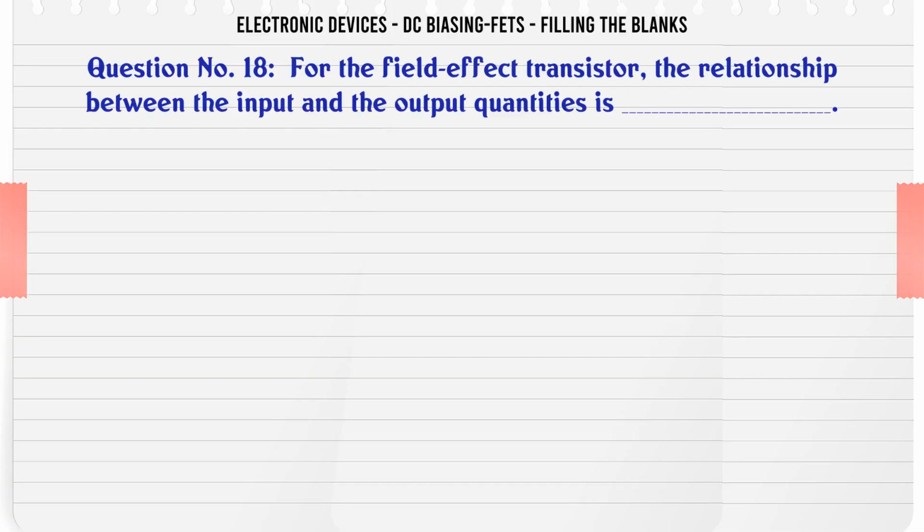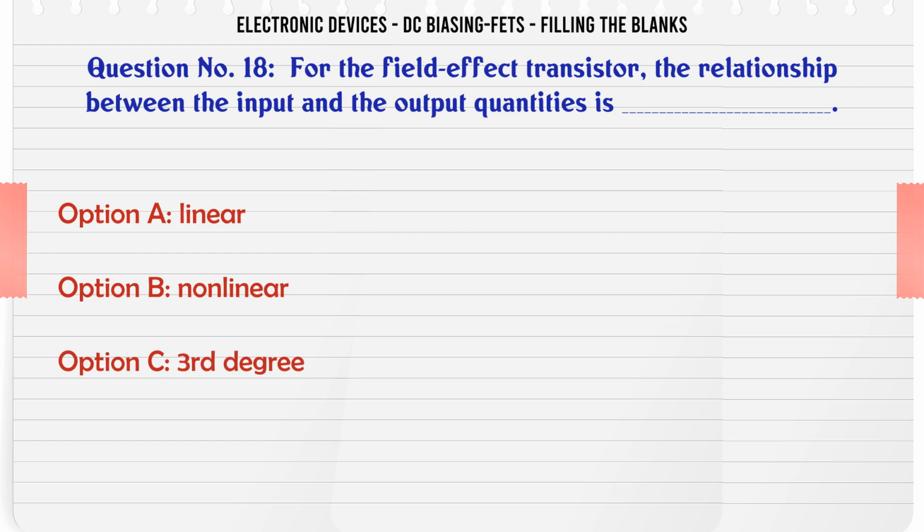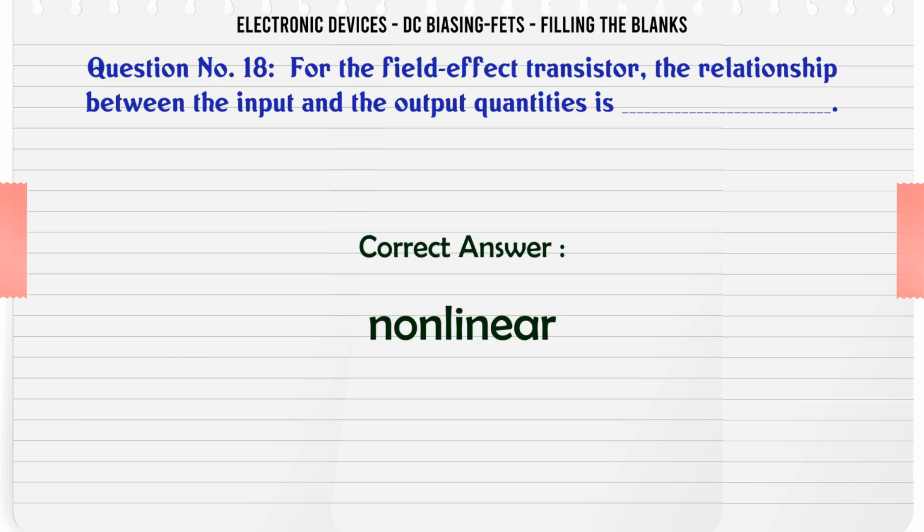For the field effect transistor, the relationship between the input and the output quantities is A. Linear. B. Nonlinear. C. Third degree. D. None of the above. The correct answer is nonlinear.